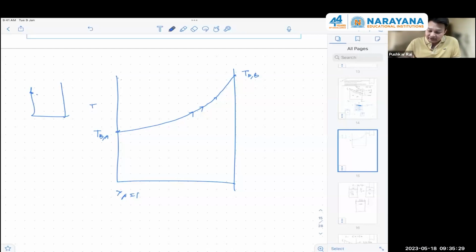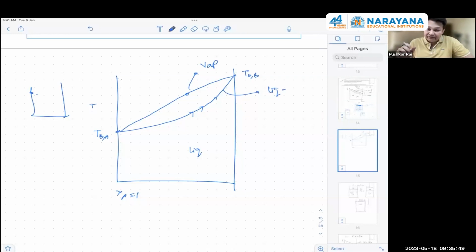Okay. And if it is so, low temperature means what? Liquid. This is the phase diagram. And high temperature will be what? Vapor. So this line represents vapor composition. This line represents liquid composition. So JEE can go up to this level.